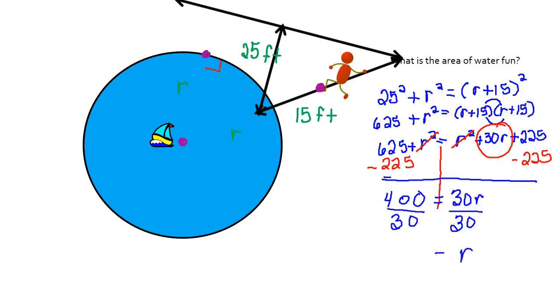And r is going to equal, and we can get rid of the zeros there, 40 over 3, or 13 1/3 feet of fun for our boat to float around on. All right, go grab yourself a toy boat, put it in the water, and see where the wind takes it.